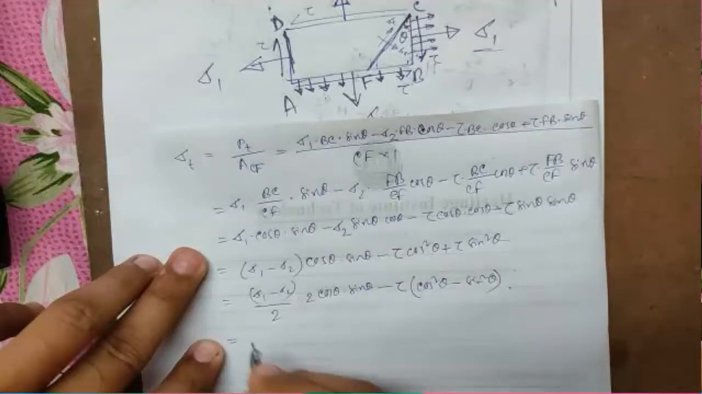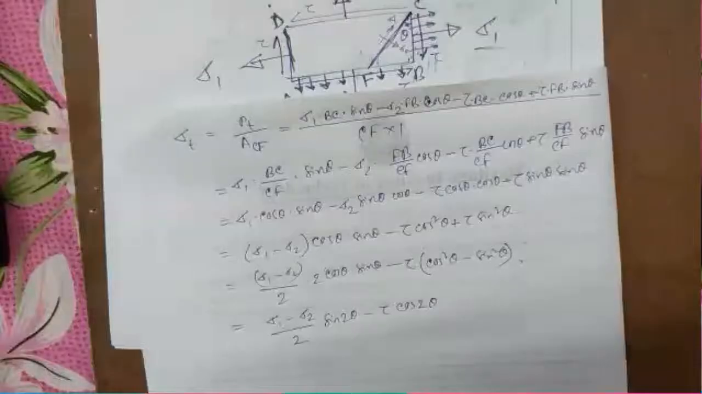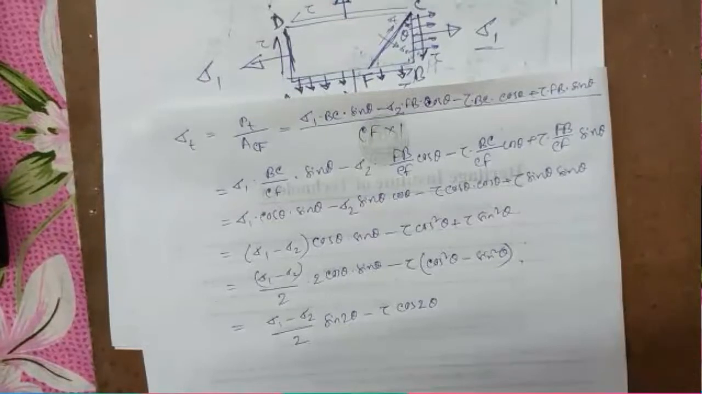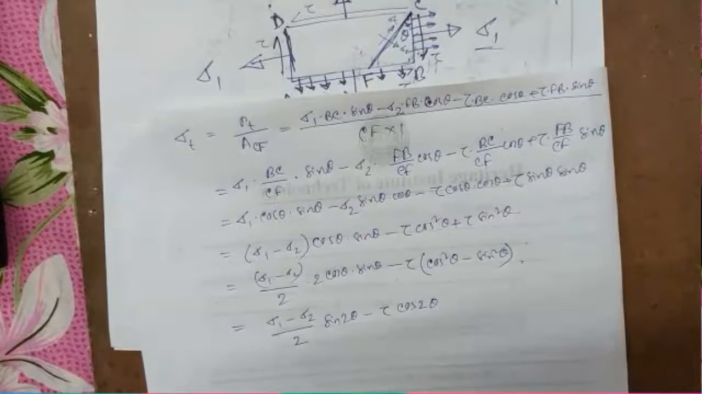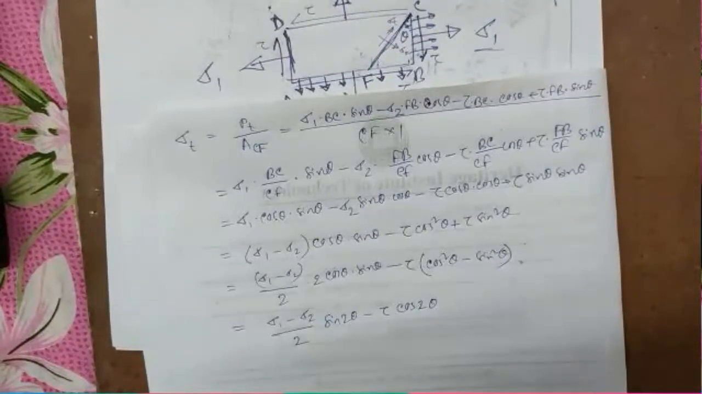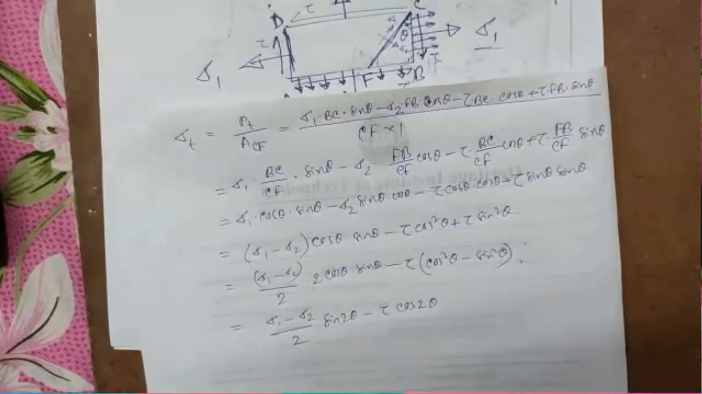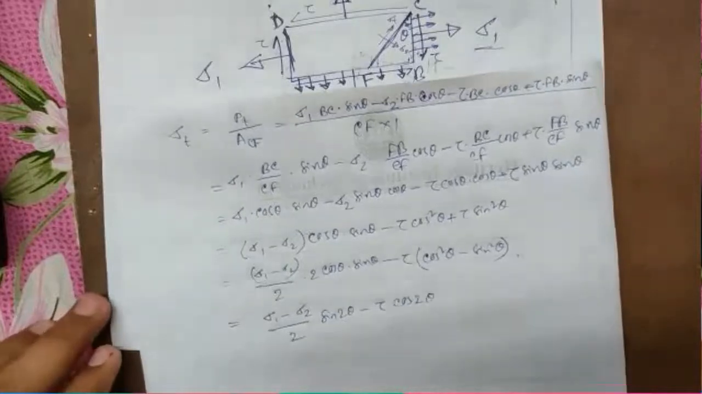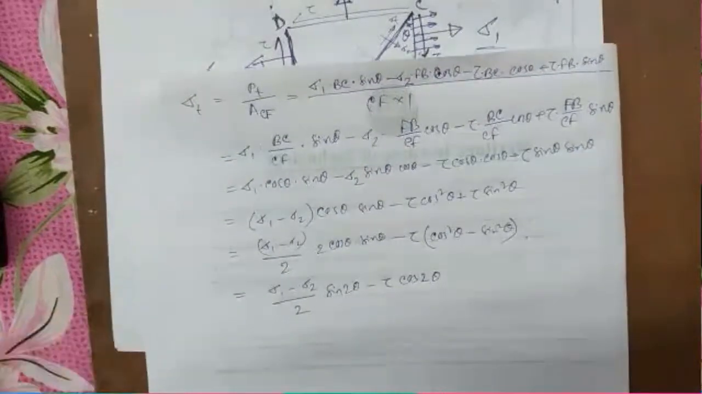So this is the value of tangential stress. Now, when we started this chapter, we told that the chapter is about principal stresses and principal strains. So in principal stress, we have to find the principal plane, and the normal stress working on the principal plane will be called principal stress.